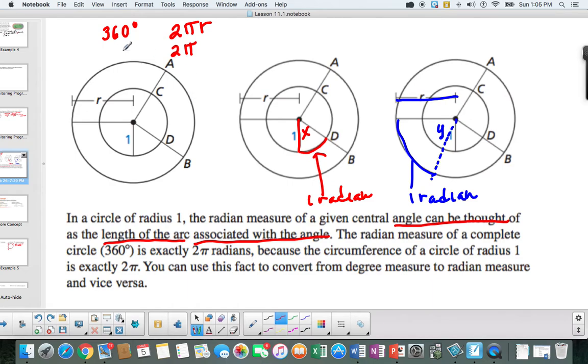So we say 360 degrees, and we say 2 pi, measure the entire circle. And that is a measurement. We don't call it degree measure, we call it radian measure. There is no symbol for radian. We don't have a little circle or anything like that.